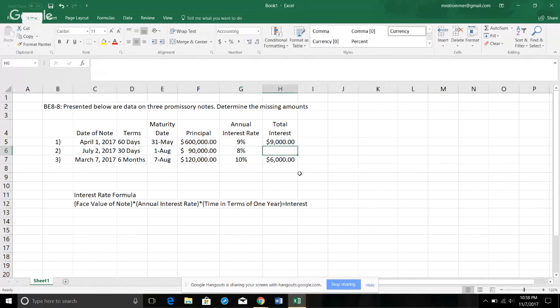And if we wanted to, we can delete that, and we can double check our math here. We can go equals our face value, 90,000, times our annual interest rate, and then times our time in terms of 1 year, which will be 30 divided by 360. And enter, we get 600.